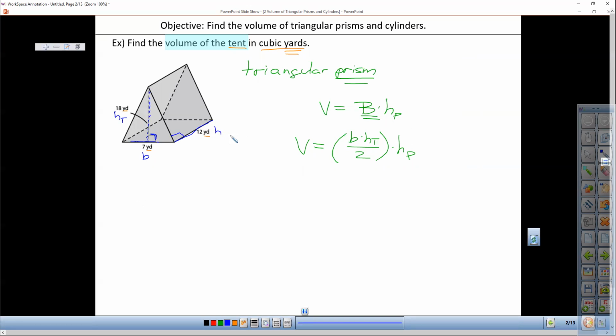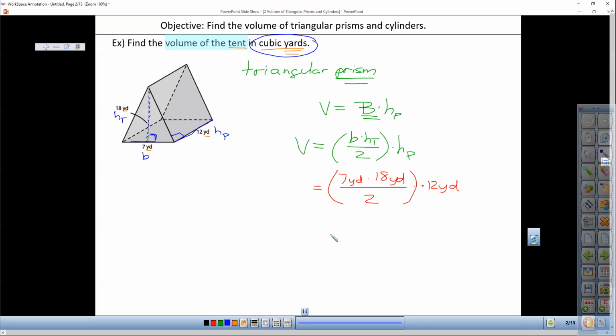So the 12 yards is the height of our prism. So now I'm going to plug in those numbers. So my little b is my 7 yards times the height of my triangle, which is 18 yards, and that's divided by 2. And then I'm going to take that times the height of my prism, which is that 12 yards. Now, I like to always put my units into my math to make sure that I'm going to get the units that I'm supposed to get, which is cubic yards.